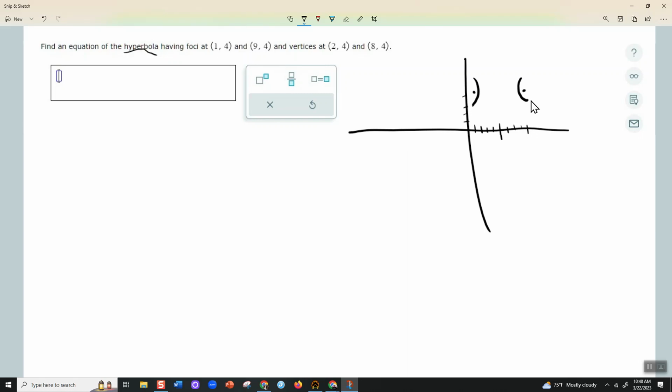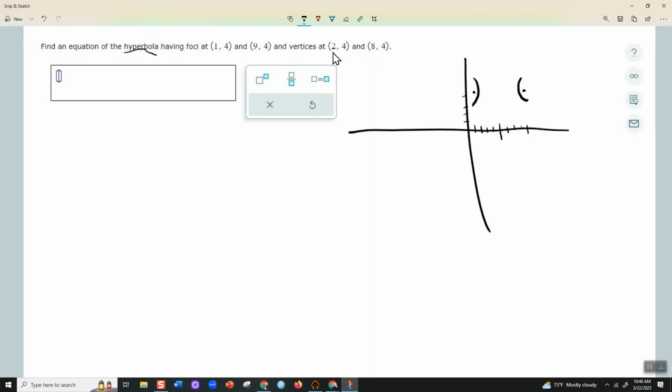And I need to find the equation, so I need to find the center. The center is pretty easy to find. It's just going to be the middle distance between my two vertices. So between 2 and 8, what's exactly in the middle of that? You could do it the long way. 8 plus 2 divided by 2. It's 10 divided by 2 is 5, and then add 5 to 2 or subtract 5 from 8.